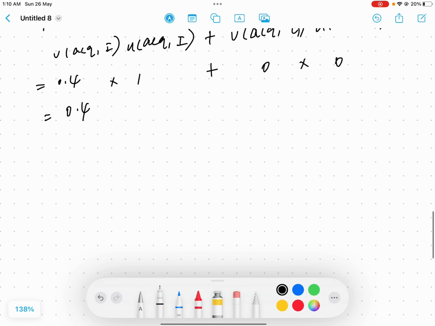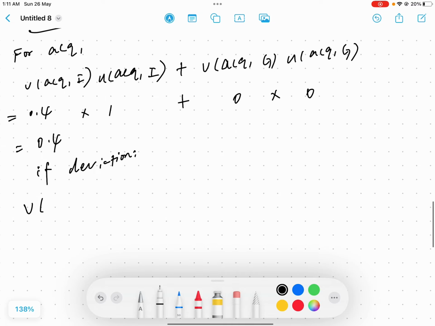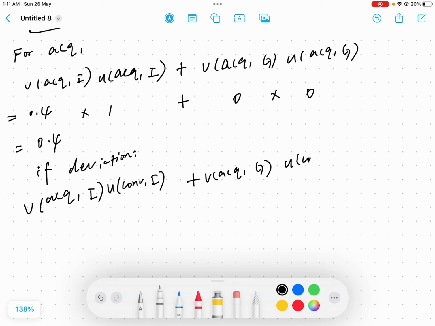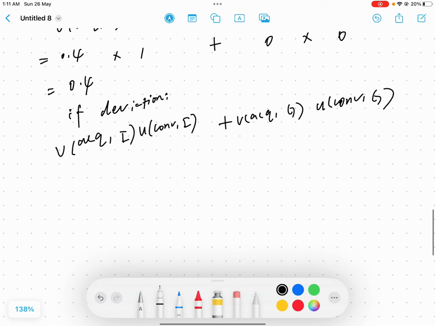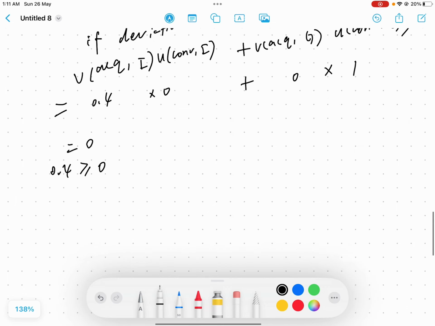But what if deviation? The V's are the same, acquit I, acquit G, but inside of the U's, this becomes convict I and convict G. So this is 0.4 times 0 plus 0 times 1, and it's 0. So 0.4 is greater than 0, of course.